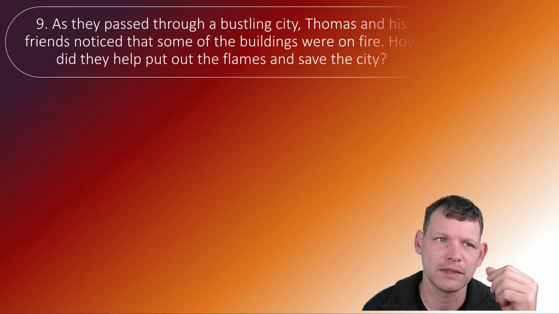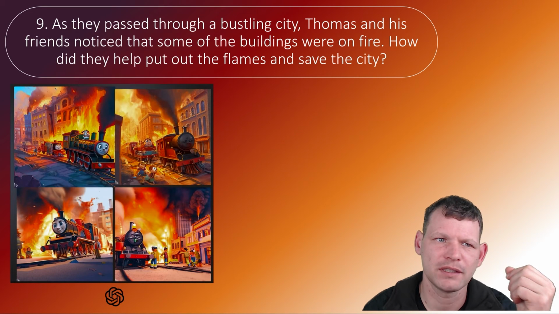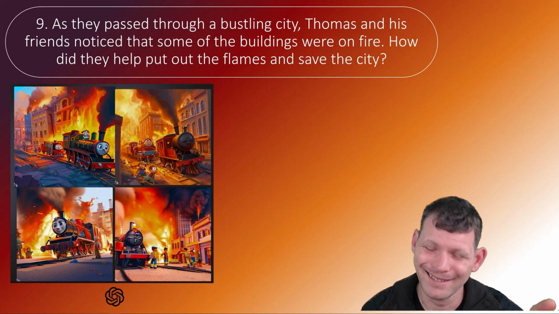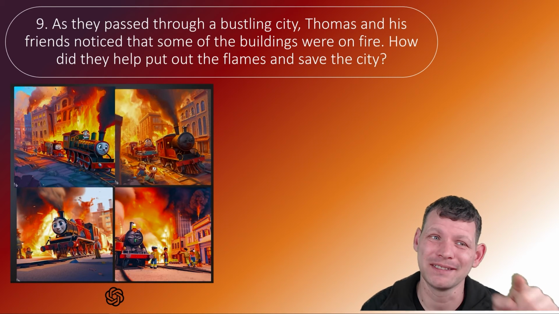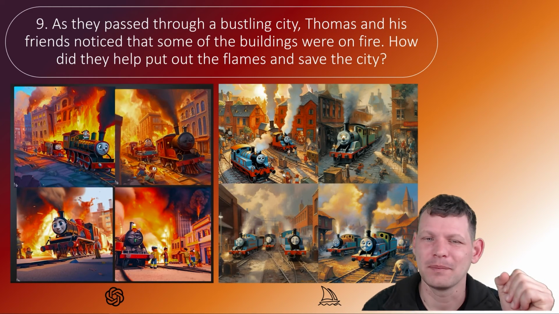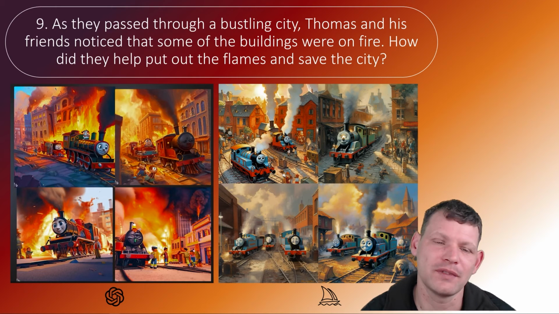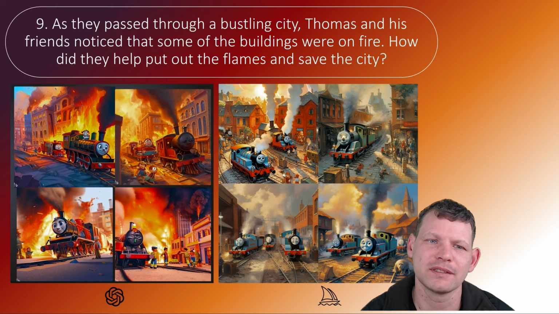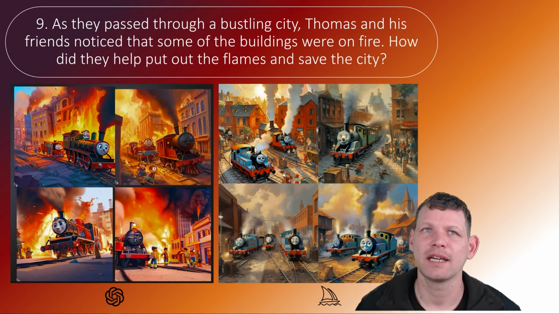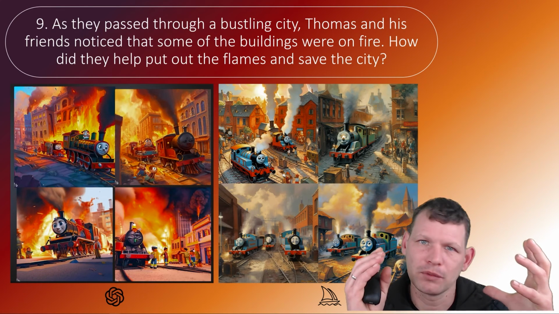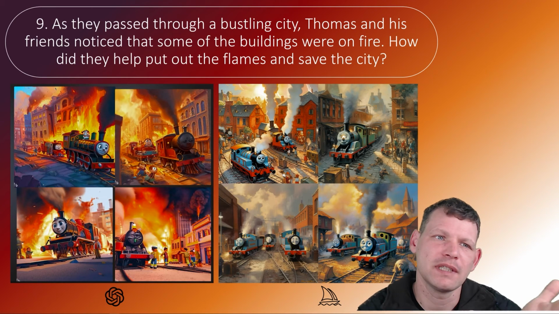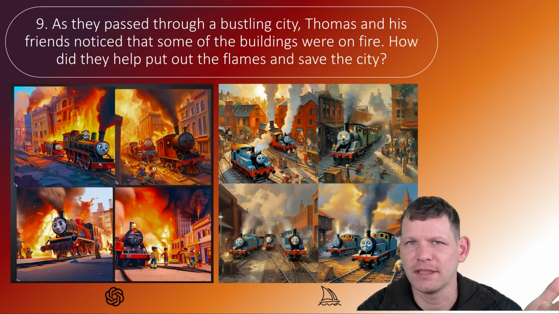The 9th example, as they passed through a bustling city, Thomas and his friends noticed some of the buildings were on fire. So definitely, when we look at the Bing images, the city is on fire. When we look at the images from Midjourney, the city is not on fire. There's smoke coming out of the chimneys of the trains, and that's about it. So here again, when we look at these prompts, we need to be more specific. So there's a city, Thomas the train is in a city.